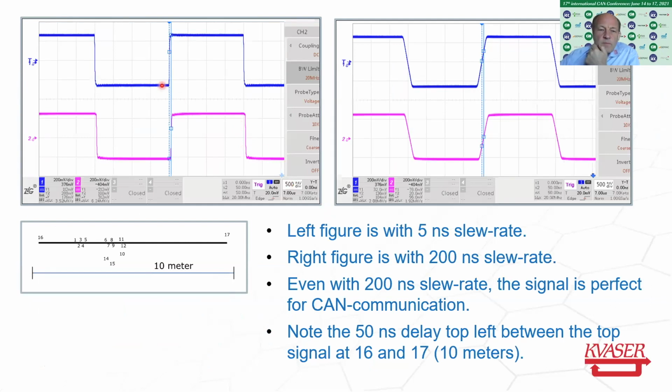So again, we can see here this is with a high slew rate signal, and in this simple system, of course, it's no problem. The only thing you have is the delay. And when you go to the high slew rate, it's perfectly fine for CAN communication. And of course, you get the same delay here as well, because even if you change the slew rate, you still have the delay in the cabling system.